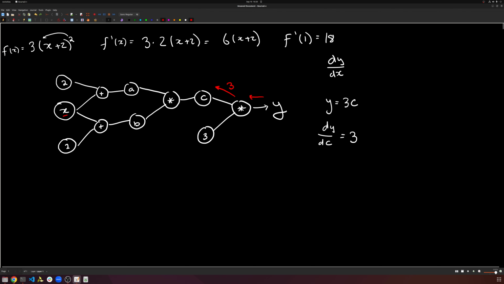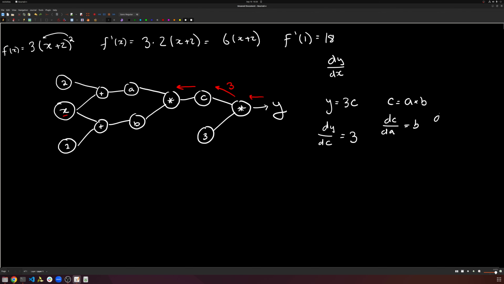Next, we have to do this next step. So how does this change? c, if you remember, is equal to a times b. So we have two variables here. Before we only had one, and 3 is not really a learnable parameter, so we only had to take the derivative with respect to c. But now we have a and b, so we need dc/da, which is just equal to b, right? And similarly, dc/db is equal to a.